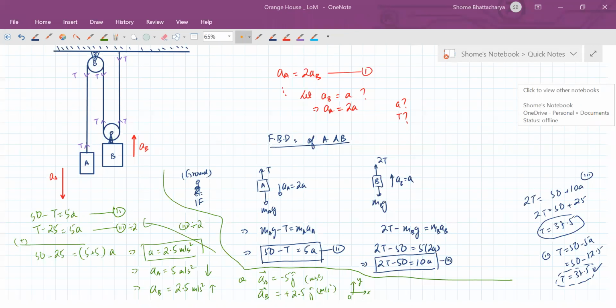And one thing you can do to check your own mistake, if there's any mistake, is ये दोनों accelerations को substitute करो equation 2 and 3 में. They should give you the same value of tension. If they are giving you the same value of tension, that means there's no mistake in our solving. Otherwise, there would be some mistake in our solving.